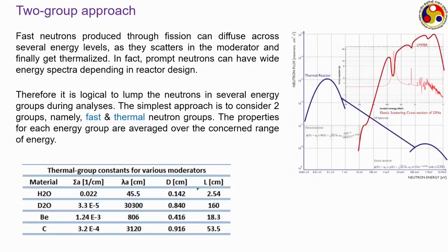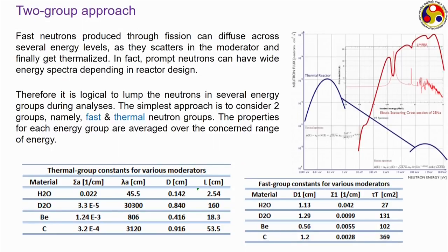These are the most common four moderators, and you can clearly see H2O has a quite small diffusion coefficient, but there are other mediums like D2O, which has a much larger diffusion coefficient, quite close to graphite, and its diffusion length is also much larger. And these are the corresponding numbers for fast neutron groups. Again, here graphite or carbon is the one showing very large values of diffusion length.